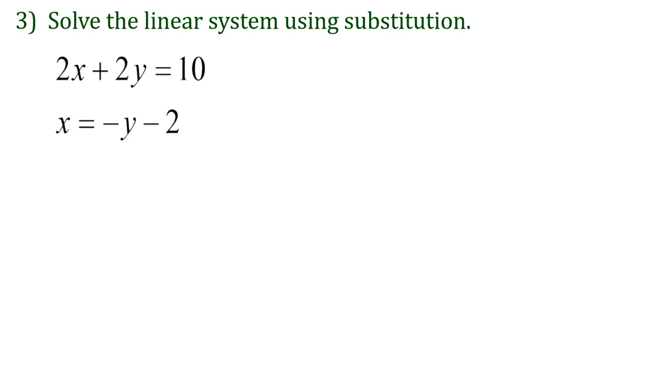Let's try this example. So again, we want to solve the system by using substitution. And always look to see, do you have a variable already solved for? Do you have an x equals or a y equals? Well, in our second equation, we have an x equals. We know what x is equal to, so we could take what x is equal to and put it in place of x into the first equation. So we're going to take 2 times our quantity of negative y minus 2.